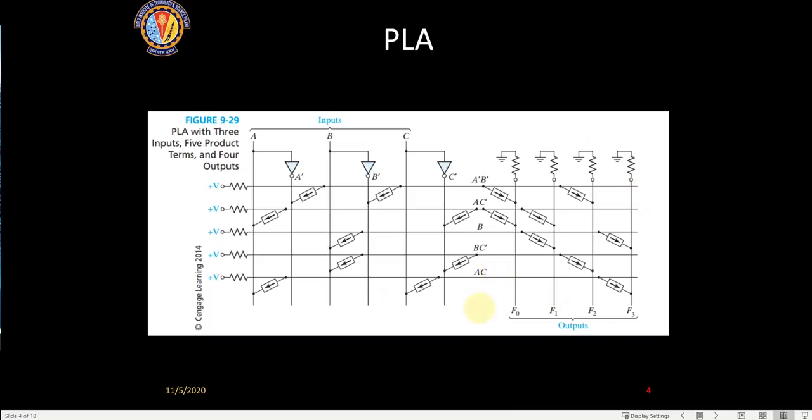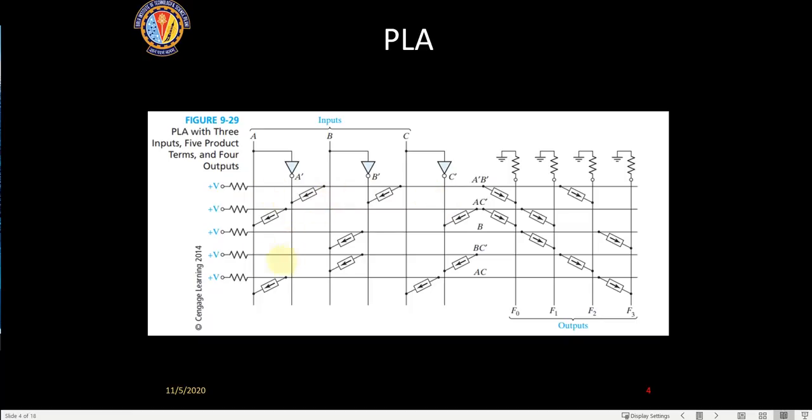But many PLAs which come in the market will have a restriction on the number of OR lines you can connect here. Like total you can have 8 lines out here in the AND plane. In the AND plane, can we have 8 different horizontal lines? No, these are vertical lines. In this case there are 6.